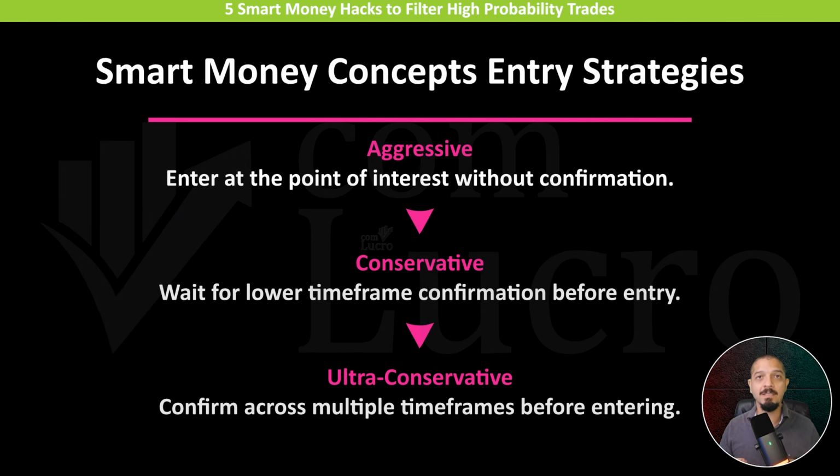Within Smart Money Concepts, there are 3 main entry approaches. The aggressive model, which carries higher risk. The conservative model, which provides additional confirmation before entry. And the ultra-conservative model, which adds even more confirmation across multiple timeframes. Each approach has its own advantages and limitations, so it is essential to choose the one that aligns with your trading style and risk tolerance. Now, let's break each one down step by step.